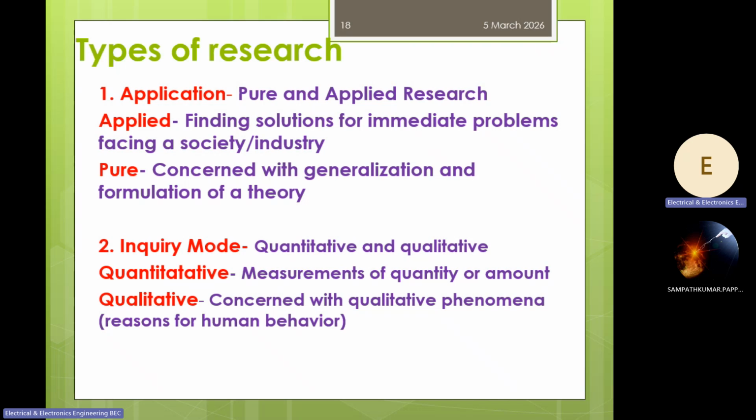Inquiry mode means it's just quantitative and qualitative. Quantitative means measurements of a quantity or amount. Qualitative means some phenomena which will result from our machine behavior. Here they have given human behavior. It's a generalized theme. We can just apply this to our power systems or any other area of our electrical things.